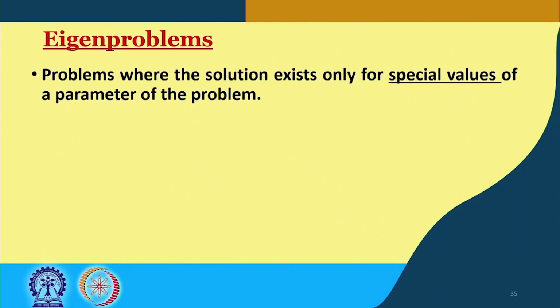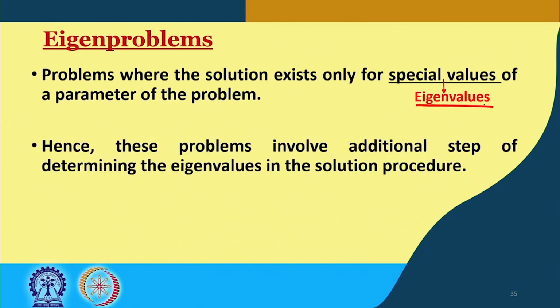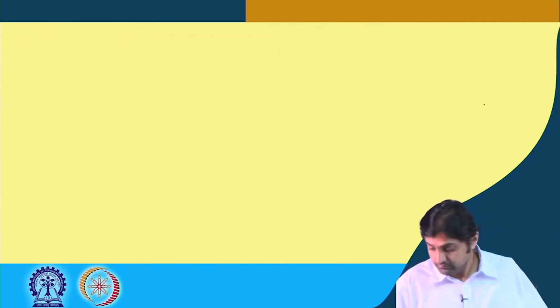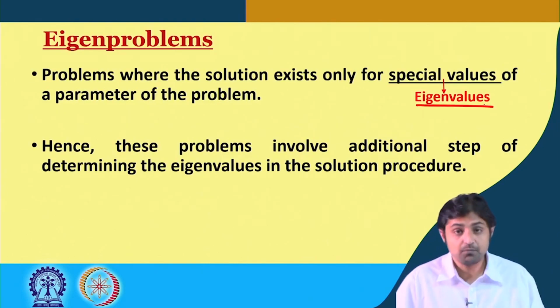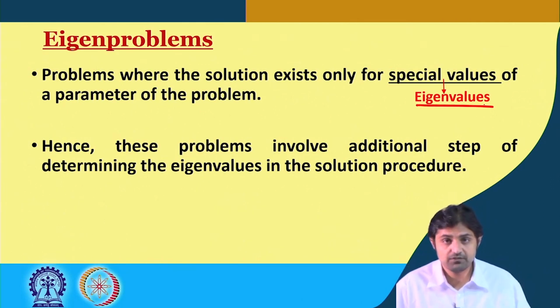These are problems where the solution exists only for special values of a parameter of the problem. So the solution will not be there for all values of the parameters, and these special values are called the eigen values. Hence, these problems involve an additional step of determining the eigen values in the solution procedure. So, this is about the four types of problems that we were talking about.